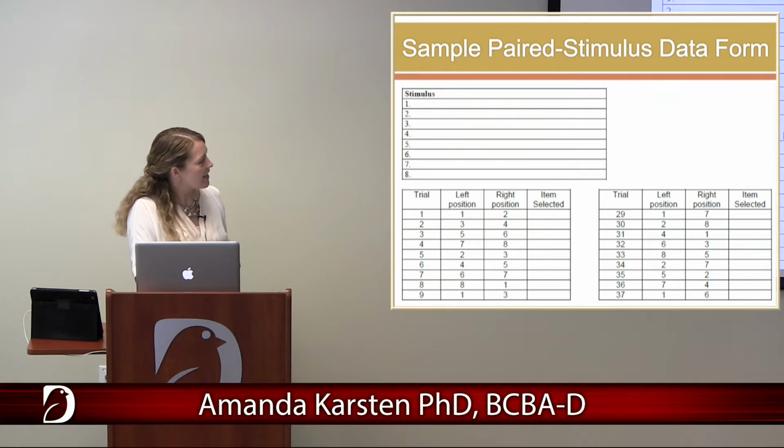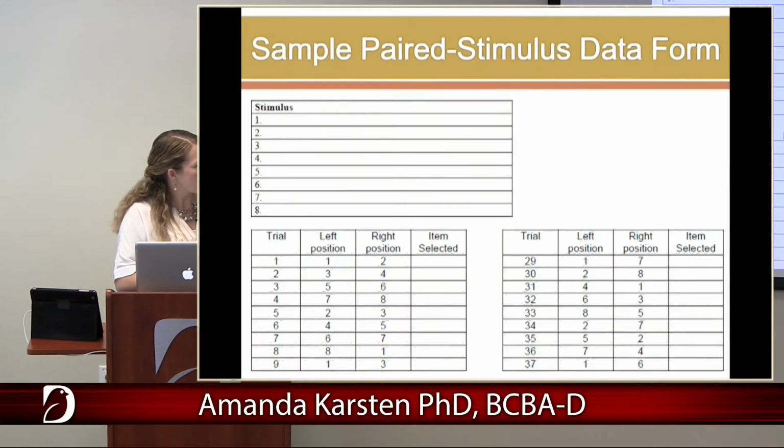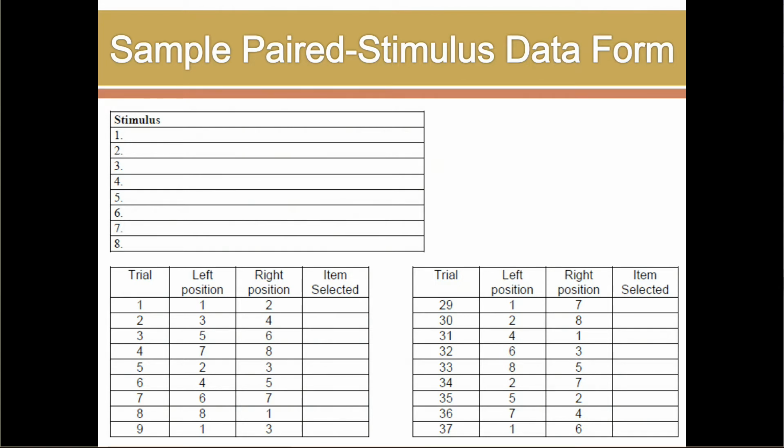And you can see that this is for the paired stimulus. You list your items here, and then each trial is prescribed. So on trial 1, we're presenting item 1 and 2 in the left and right positions. Trial 2, we're presenting items 3 and 4 in the left and right positions, and you can see what the item numbers are right here.